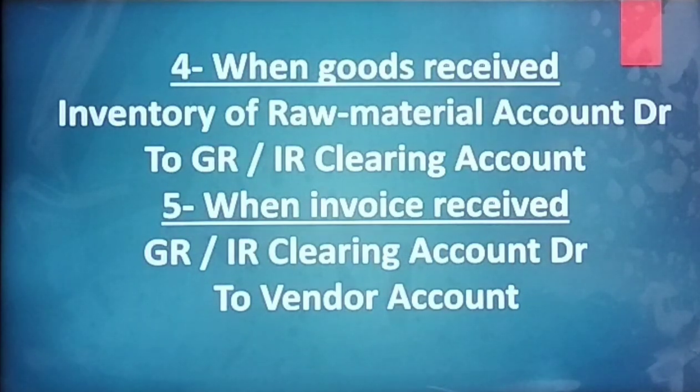So when the goods are received, the standard movement type will be 101. The BSX account is debited and the GR/IR account, that is WRX, will be credited. And when the invoice is received, again the GR/IR clearing account will be debited and the vendor account will be credited. These are the journal entries from the P2P perspective.